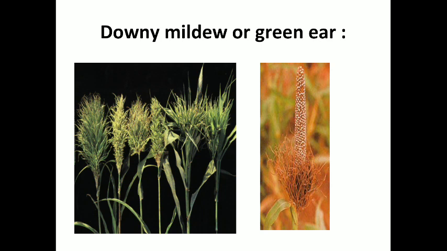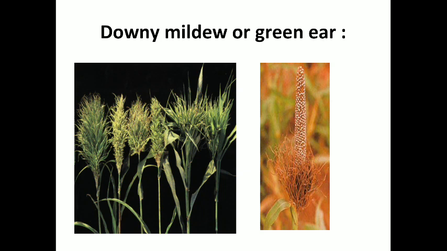So how to identify it? Symptoms are divided into two stages. First one, that is downy mildew or downy stage. In this case, light green yellow patches develop on the leaves, and exactly on the opposite surface a whitish downy fungal growth is seen, that is sporangia and sporangiophore.